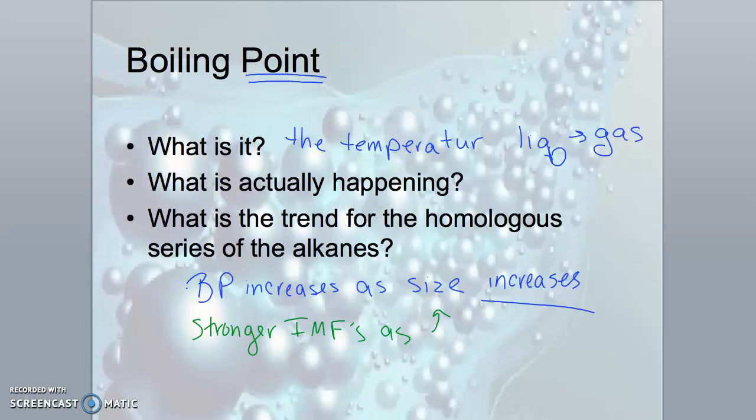So what is boiling point? Well, it's the temperature where liquid goes to gas. What's happening is that the molecules of this liquid have enough energy to escape into the gas phase. The trend that we saw in the previous slide is that as the size of the molecule increases, the boiling point increases. So in terms of intermolecular forces, the larger molecule must have stronger intermolecular forces because it takes more energy to vaporize or boil those larger molecules. A lot of those were gases right at room temperature.